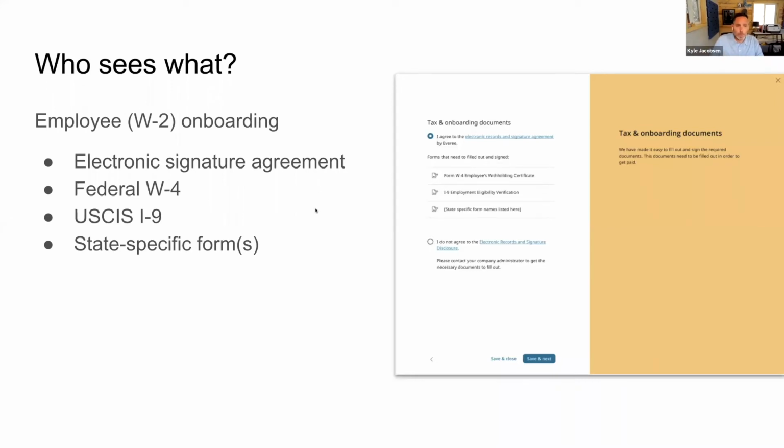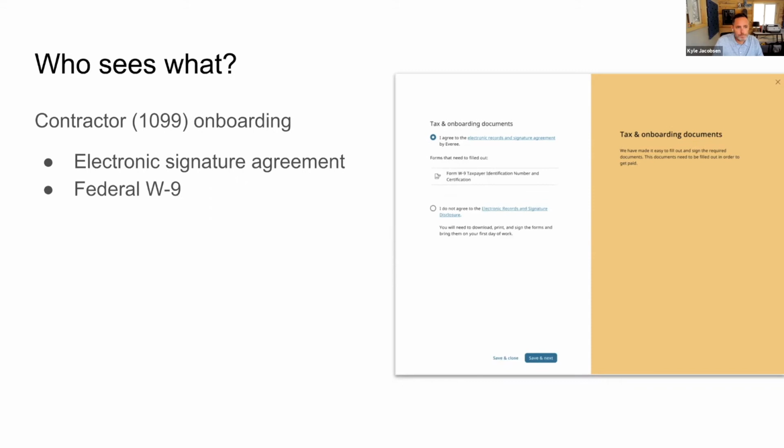So who's going to see what? This is the example of an employee or a W-2. They're going to see they've got to consent to electronic agreements. The second is federal documents like the W-4 and I-9. We'll cover I-9 in just a second. It's a little bit more of a round trip and more complicated thing, but then also state specific. So if you've got somebody in a state who is employed that has got to sign those special state documents, we'll cover that. We'll provide that solution as well.